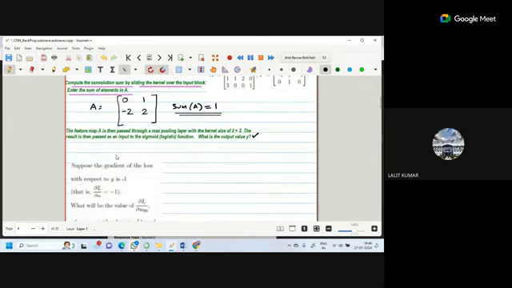Now this feature map A is then passed through a max pooling layer with a kernel size 2 into 2. The result is then passed as an input to the sigma logistic function. What is the output value y? So when you pass it to max pooling, you will get 2, and y is equal to sigma of 2.